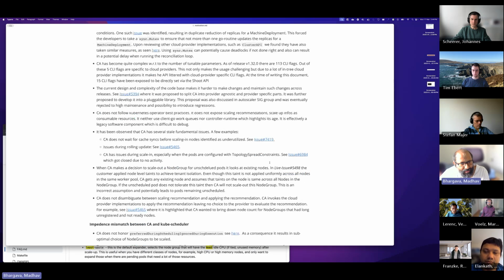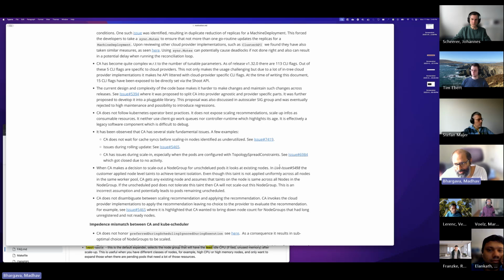It has been observed that CA has several fundamental issues. So if you see this issue list, any issue that has more than a few files changing and a slightly bigger impact on the code base, they are all not worked upon, not accepted. People have raised PRs, people have raised issues, and they are just lying rotten, and they eventually get closed. There are just 3 of these issues that we have highlighted, but there are many such issues. And these are valid issues.